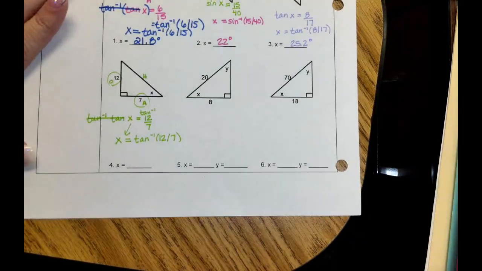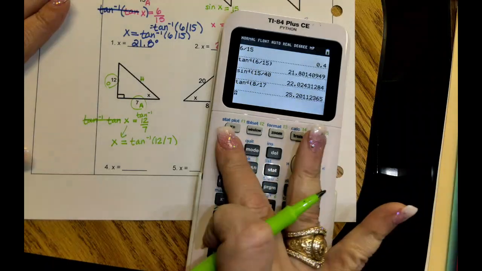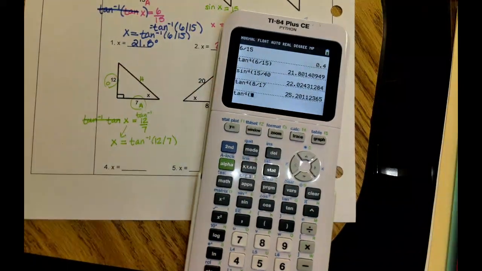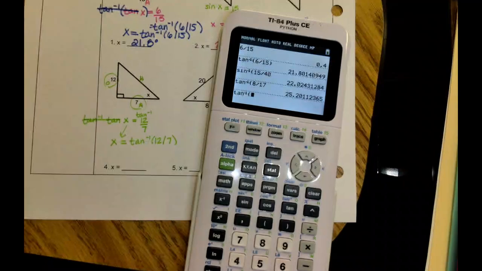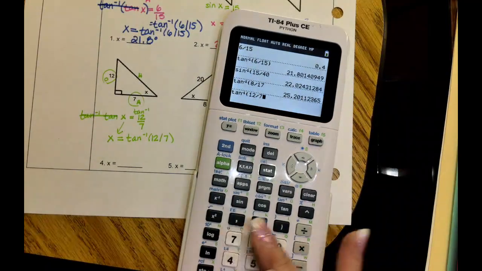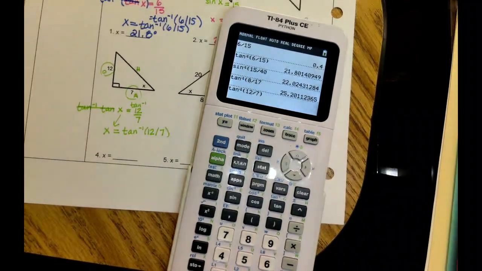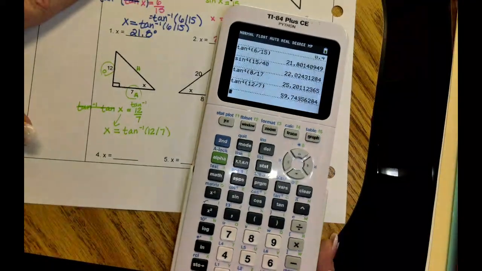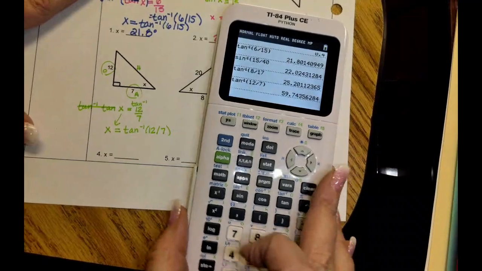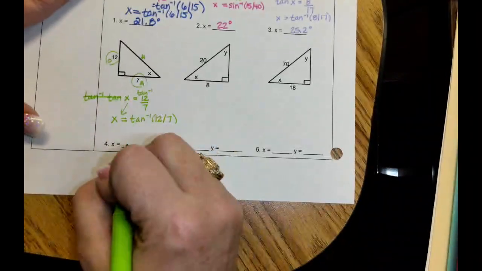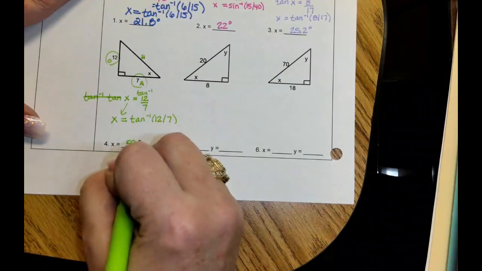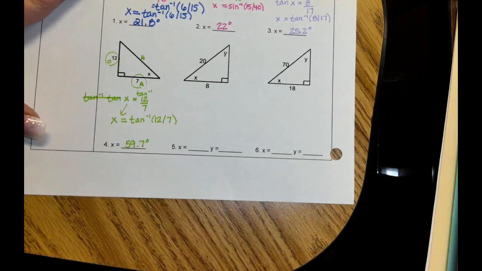Notice on your calculator, inverse tangent automatically opens up a parenthesis for you. Then you just type in 12 divided by 7, and you can close it or not. It doesn't matter. If you're going to do more with it, then you would need to close it for sure. You get 59.7 degrees. Just be careful to round to whatever you're instructed to round to.